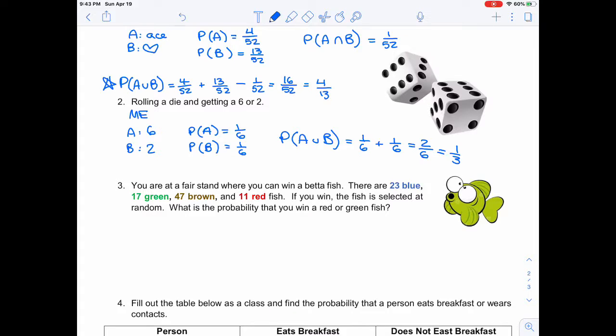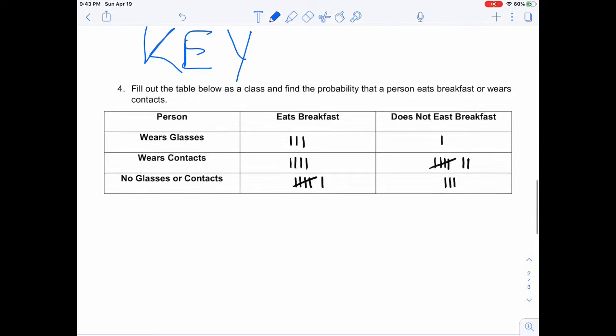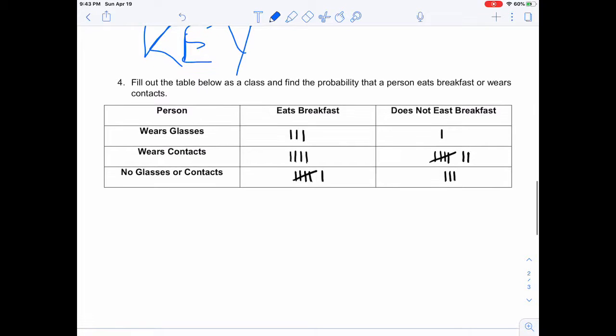All right, I am going to let you guys do this next one on your own. And again, the key will be posted, so make sure you see the key for this one, okay? But moving down here to number 4, a lot of your problems for mutually exclusive and not mutually exclusive are going to be using these frequency tables, okay? So here, it says to fill out the table. We already filled out the table. I pretended we did already, okay?